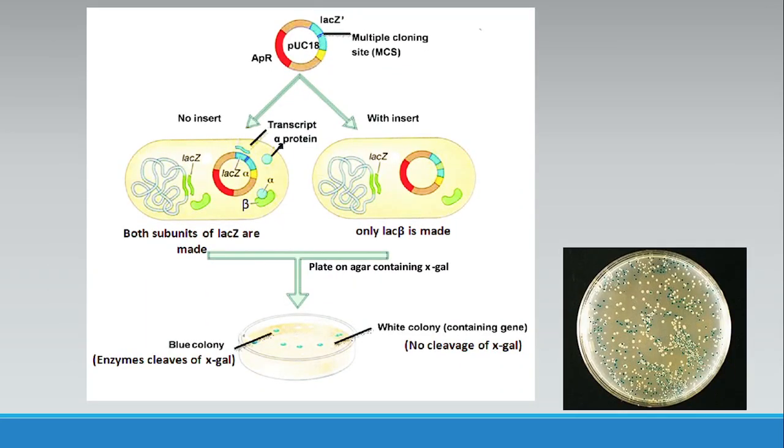we'll look into the illustration, then we'll have a better understanding of this. So we start with the vector pUC18. It carries an ampicillin resistance and the lacZ gene, and there you have the MCS. So you're cloning your foreign DNA in this MCS region. There are two possibilities: one is without the insert, the other with the insert of the foreign DNA.